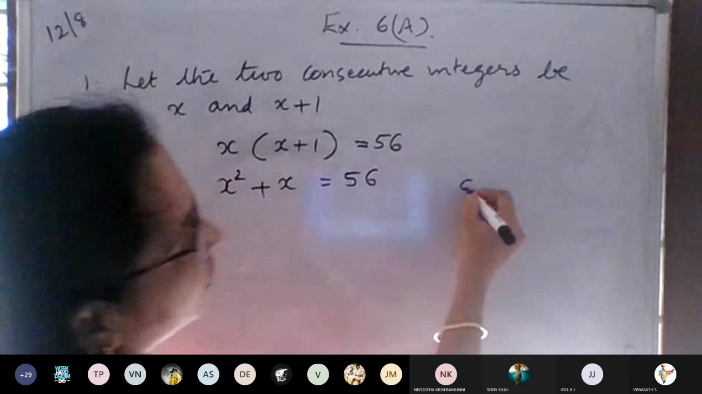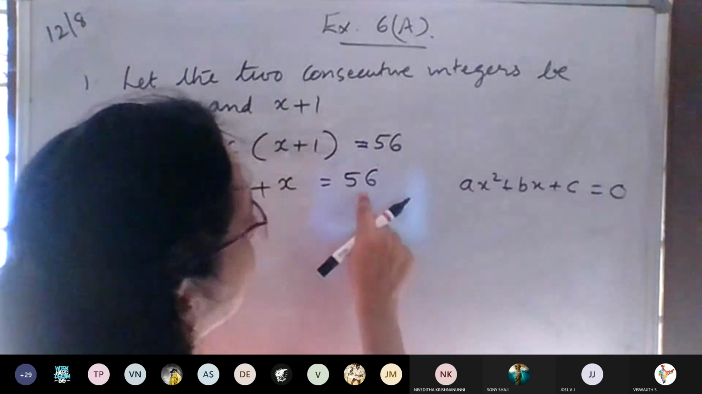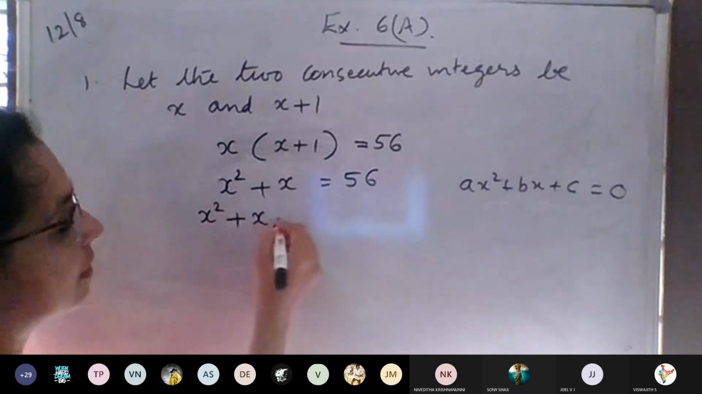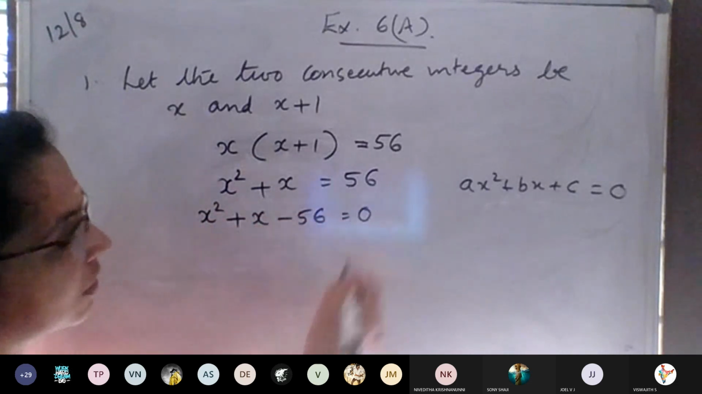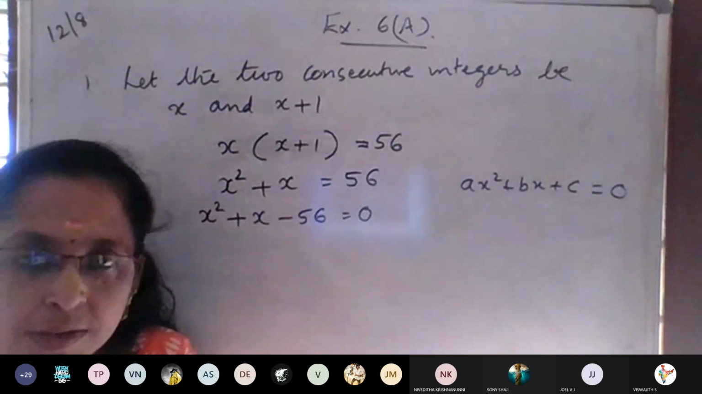Quadratic equation is in the form of what? ax square plus bx plus c is equal to 0. So what we have to do? Take this 56 to the left side. x square plus x minus 56 is equal to 0. Can we factorize this? Then it will be easy.